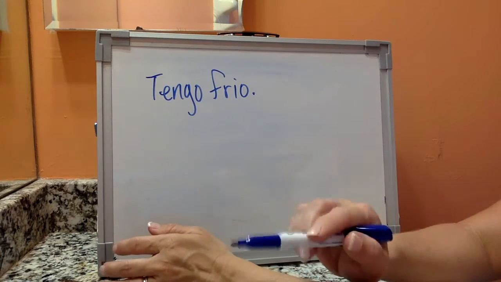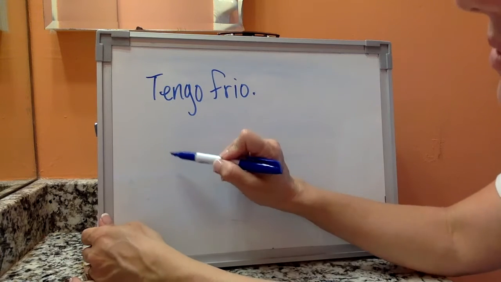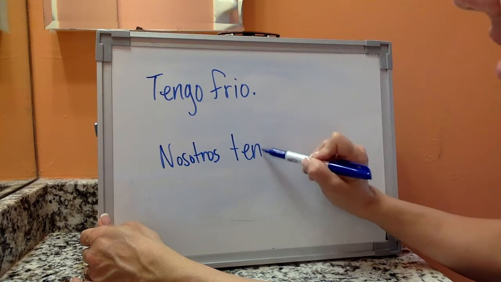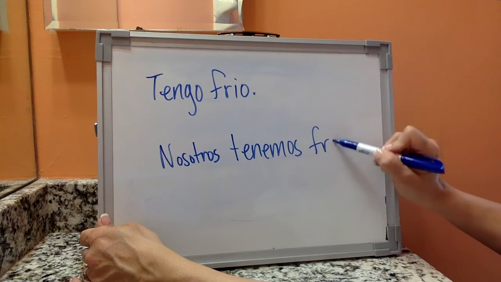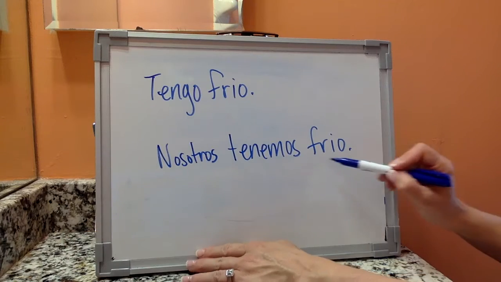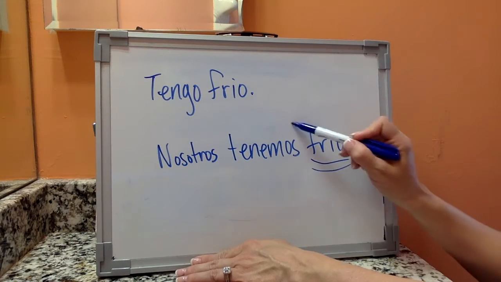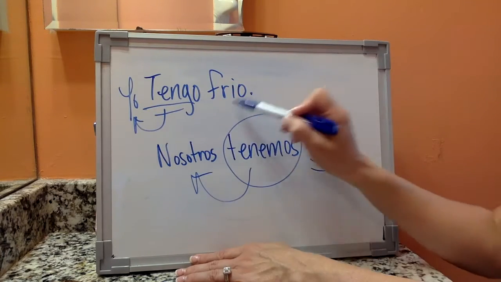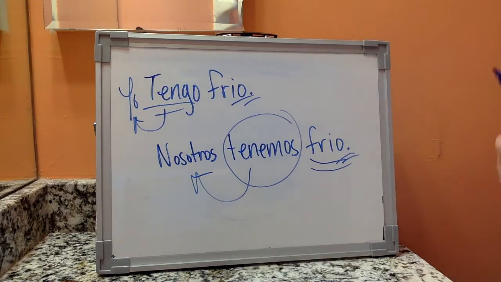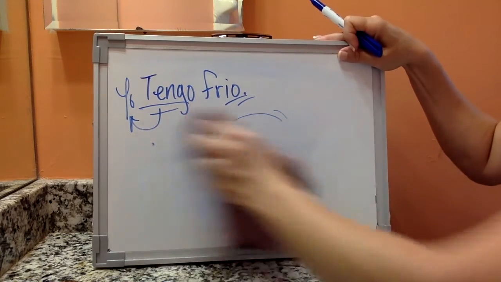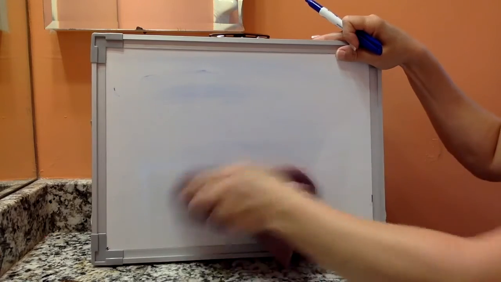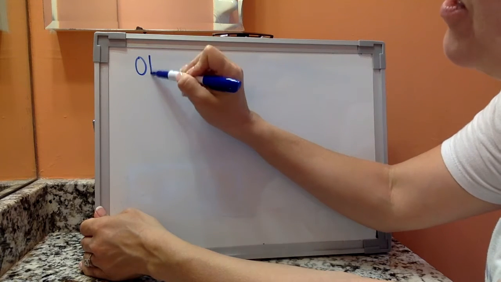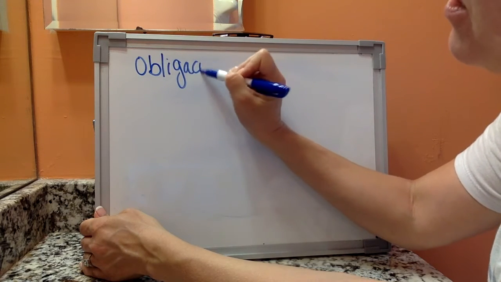So if you're going to say that you and I are cold, then we would say, okay, nosotros tenemos frío, okay? So this word right here doesn't change. Only your verb form changes depending upon your subject, okay? So this stays the same, all right? Now, the last two expressions that I want to go over, these are a little trickier, okay? So these are your obligations, okay? Obligaciones, ¿sí?